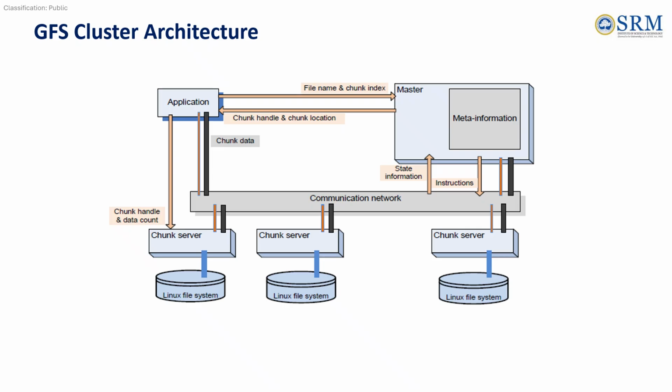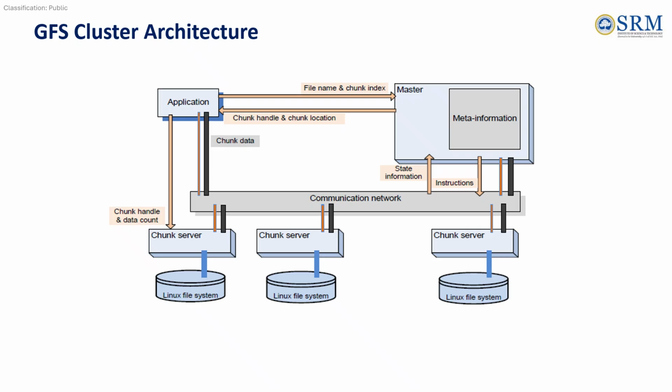The actual file data is stored inside chunk servers. Files are divided into large chunks, and these chunks are distributed across multiple chunk servers in the cluster. Since data is replicated across different servers, the system remains reliable even if one server fails.